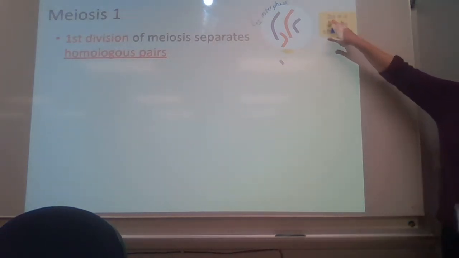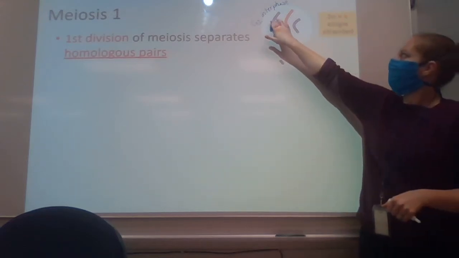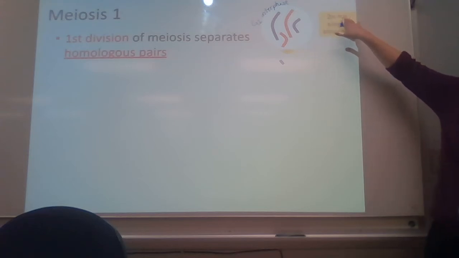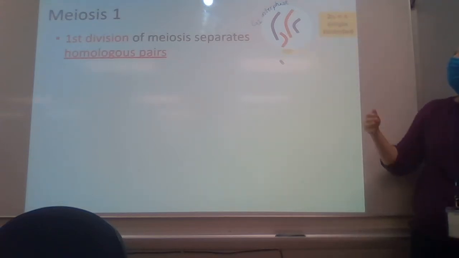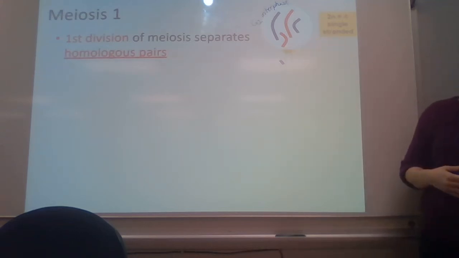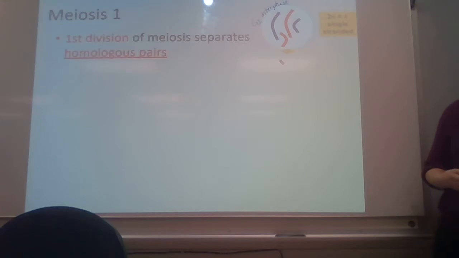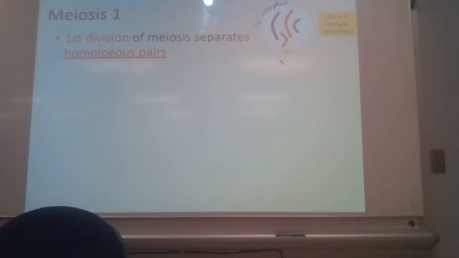And so again, our notation is going to be 2n equals 4. Again, because we have 2 copies of each, it's diploid, in a total of 4 chromosomes. Since they haven't replicated yet, these chromosomes are all single-stranded, right? So we're starting off with a parent cell in G1, 2n equals 4, single-stranded.